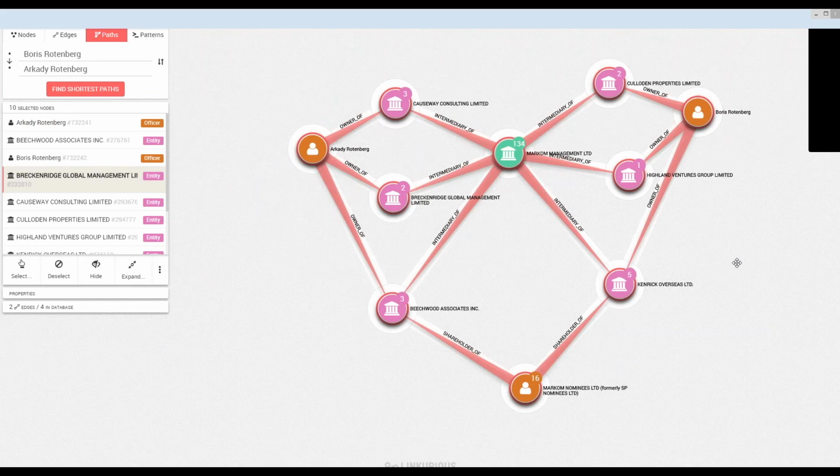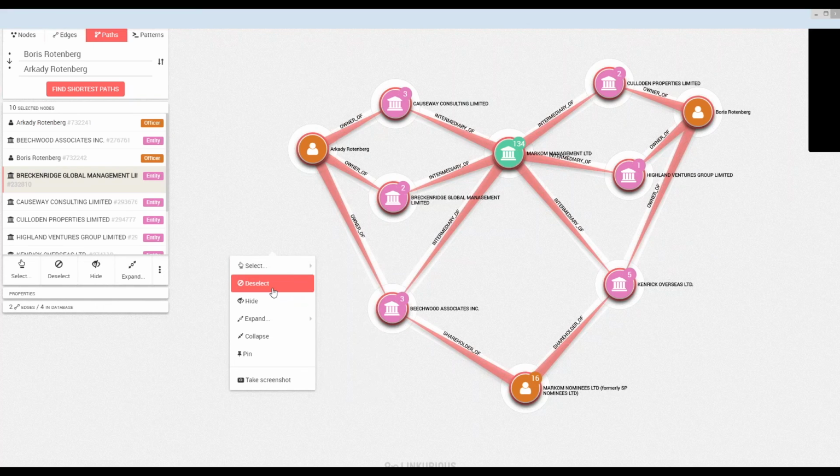In just a few seconds, we are able to understand if 2 persons are in contact or not, and very specifically, what are their connections. Here we can see that even though Boris and Arkady are not directly connected, they share the same management company, which is Marcom Nominees Ltd, and we can potentially detect from that they are actually in touch.